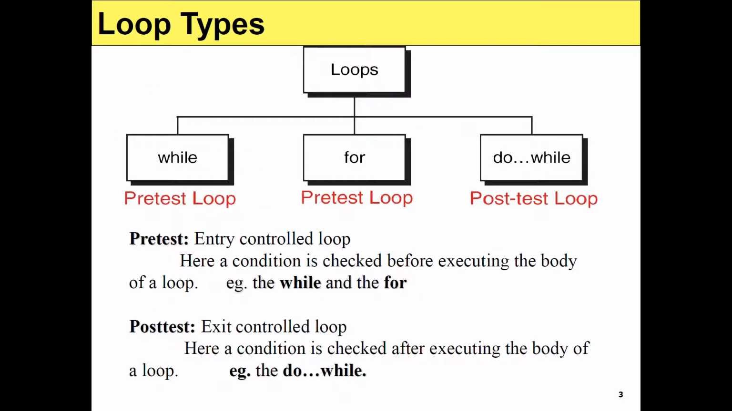To begin with, the loop types. Basically, loops are divided into two categories. One is the entry control loop, and the other is the exit control loop. What is an entry control loop? At the beginning of the loop, we test the condition, so it is called pre-test. Here, a condition is checked before executing the body of the loop. There are two loops here: one is the while loop and the other is the for loop. The second category is the exit control loop, also called the post-tested loop. Here a condition is checked after executing the body of the loop, that is the do while.